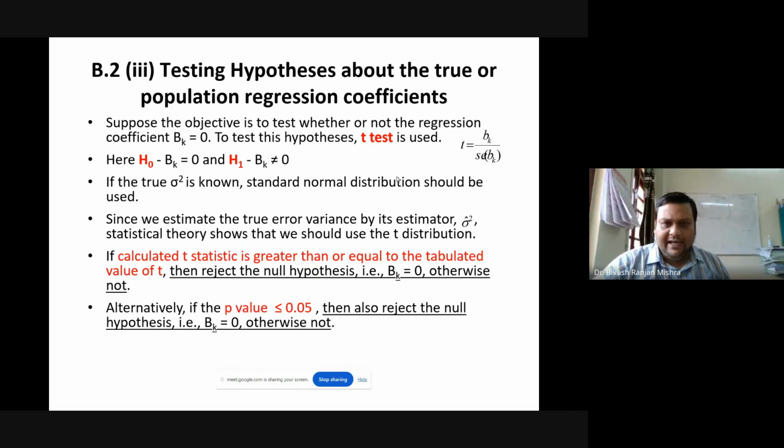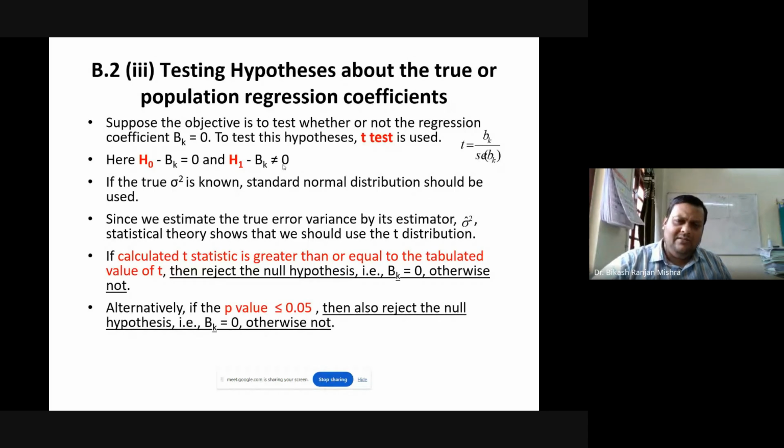That can be easily taken care of. So what happened over here? The null hypothesis indicates that your beta k, bk, is equal to 0, and your alternative hypothesis is not equal to 0. Whenever it is not equal to 0, not necessarily indicating greater or less than 0, then accordingly it gives rise to something called a two-tail t-test. If it is greater than 0 or less than 0, then that will give rise to a one-tail t-test.